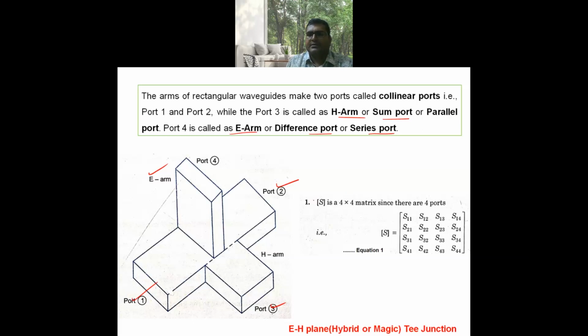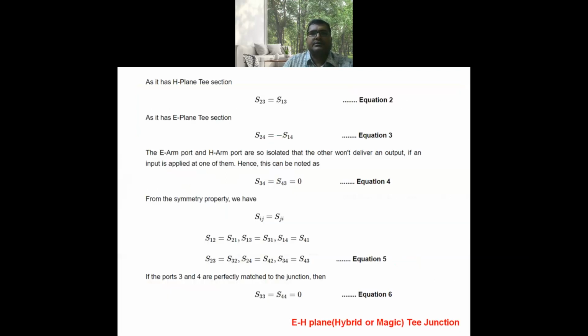It starts with the first point: S is a square matrix of the order of n by n. Here it is a 4-port device, so the S matrix is 4 by 4. And from the plane of symmetry, which we just discussed, S13 is equal to S23 and S24 is equal to minus S14, given by equations 2 and 3.